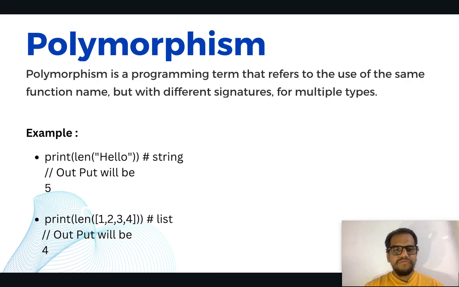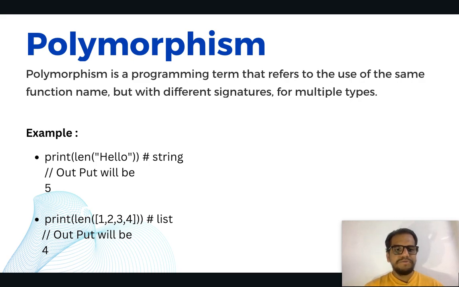Polymorphism is a programming term that refers to the use of the same function name but different signatures for multiple types. It means we have the same function name, but we can pass different logic or different types of arguments, take different types of logic in that function and get good results. This is called polymorphism.